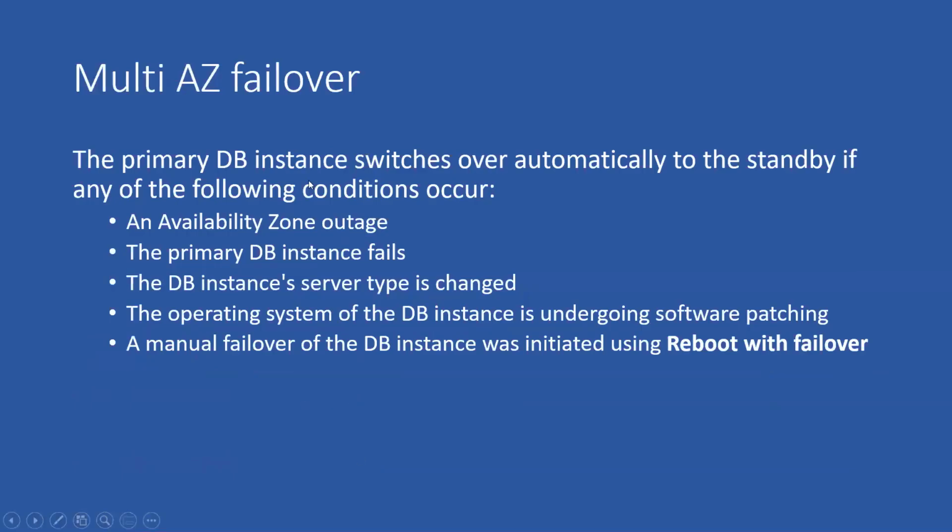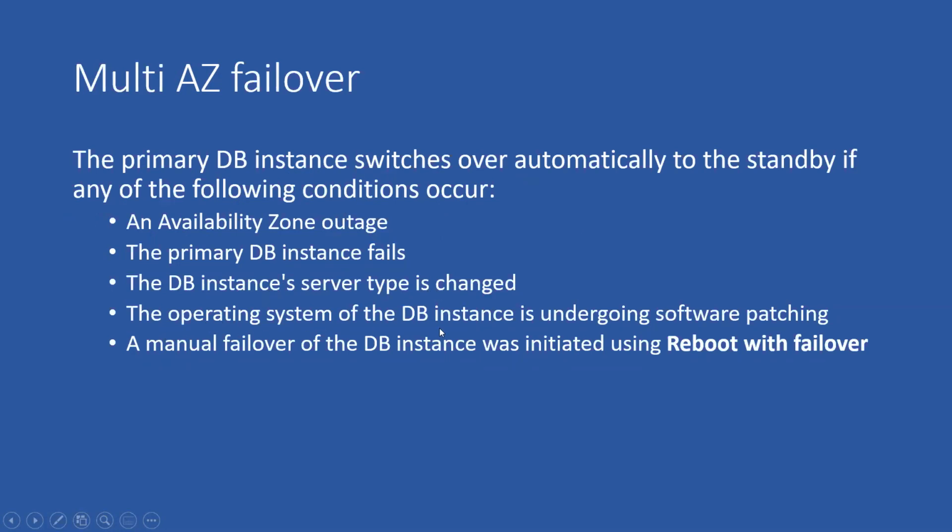So, multi-AZ failover. The primary DB instance switches over automatically to the standby if any of the following conditions occur. An availability zone outage, where the whole AZ itself is gone. Or the primary DB instance fails for some reason. Or the DB instance's server type is changed, for example you changed from M2 large to M4 large. At that time, it will do it.